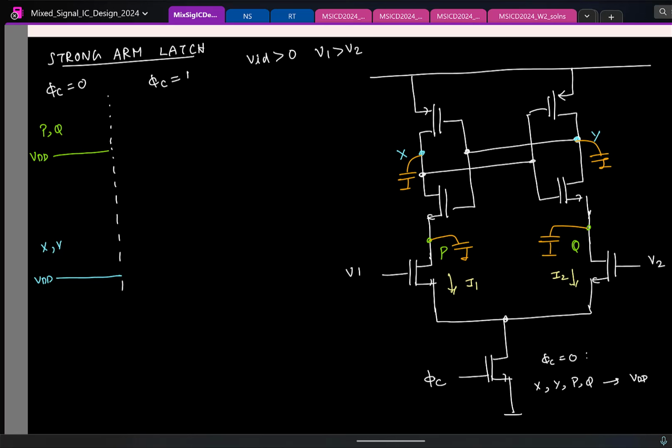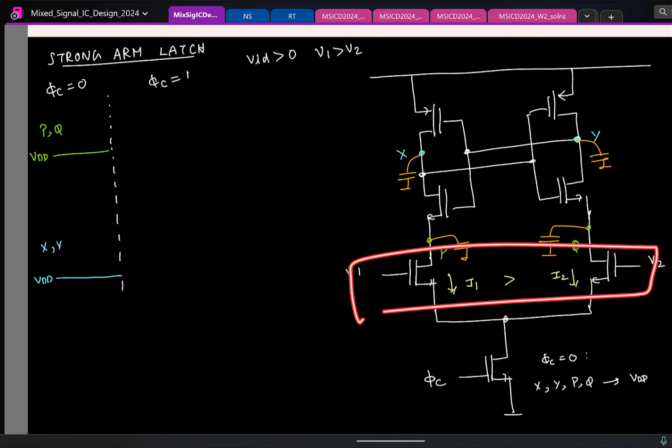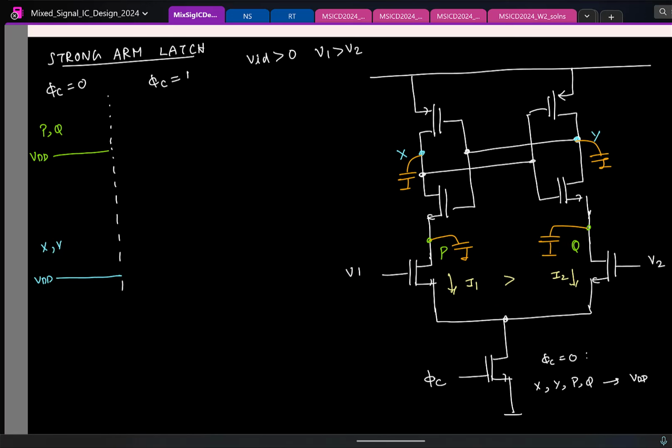And which current will be greater? Okay. So I am drawing only currents from these capacitors now. So initial phase, these guys are not active. Only this fellow is active, right? So I am drawing currents from these nodes. What will happen to P and Q? They will drop. Which will drop faster? So this is P.